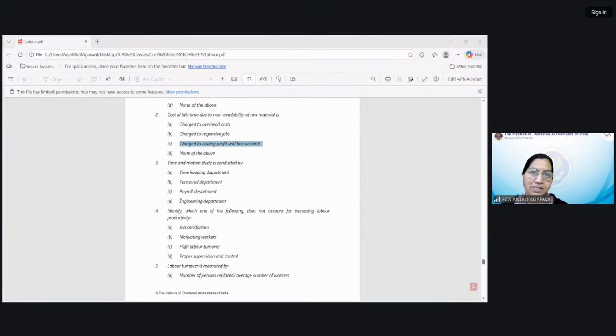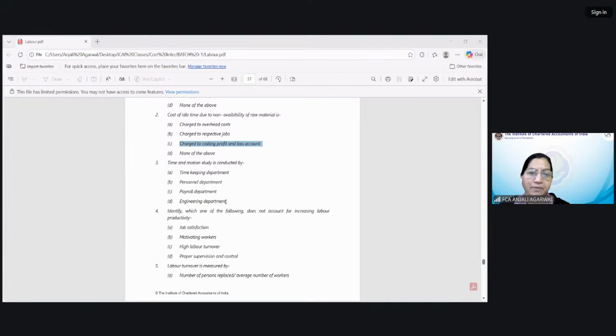Timekeeping and time booking is just finding out when the worker was in the factory and when did he leave, timekeeping. And within the time when he was in the factory premises, what was he actually doing? On what jobs was he working? So you can have a job card or a worker's card where he will keep a record of what I have been doing. That's timekeeping and time booking.